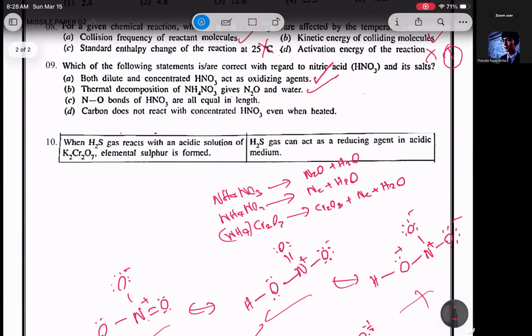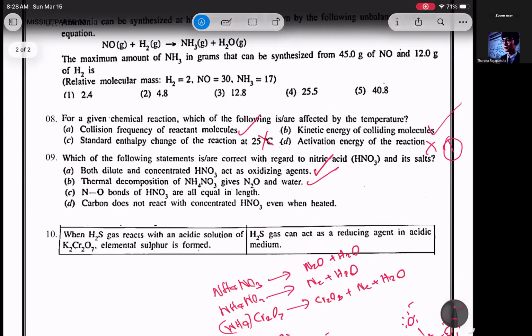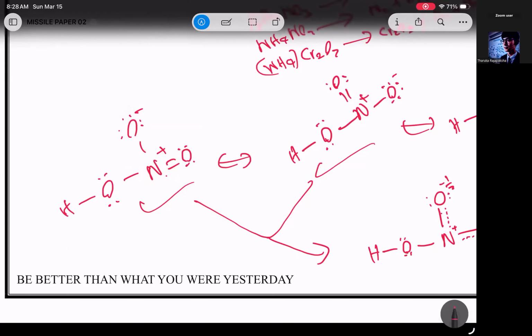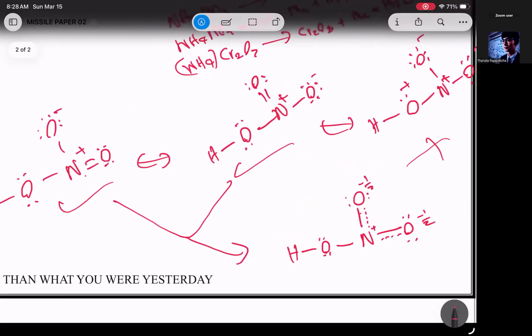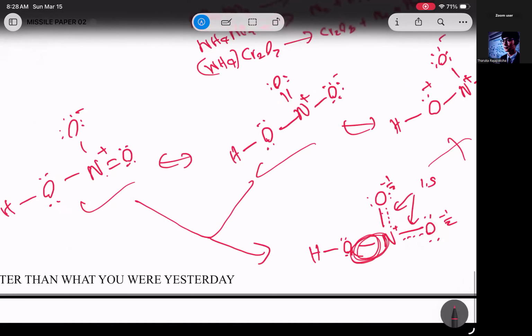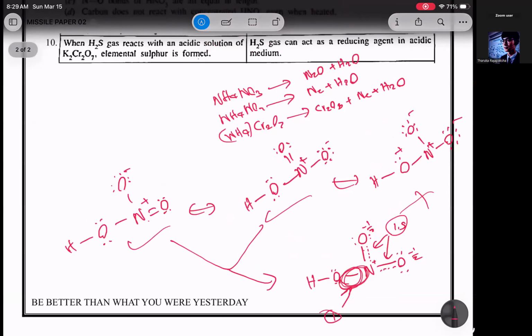Not all actually. This bond is different to these two bonds. The oxygen nitrogen bond on the left hand side is actually different to the other two bonds, because these two bonds have bond order 1.5, but this bond is just one, because there's only one sigma bond and there is no chance of making a pi bond. So there you go. The NO bond lengths are not all equally linked.